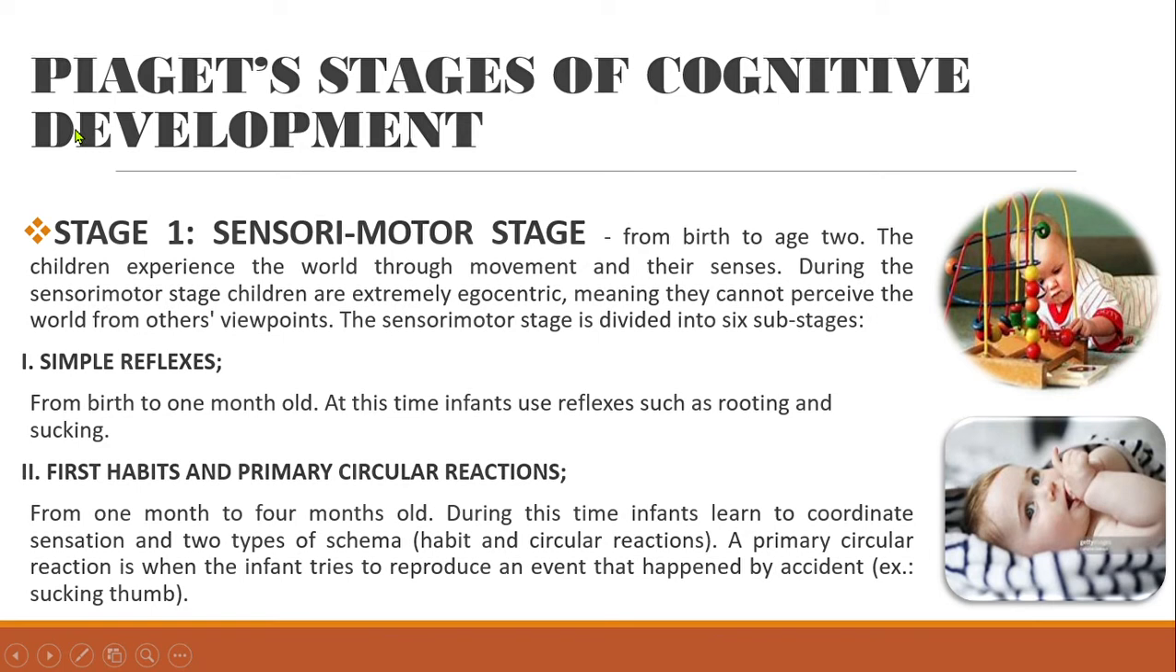So, in Piaget's stages of cognitive development, stage one is the sensory motor stage, from birth up to age two. The children experience the world through movement and their senses. You see in the picture. During the sensory motor stage, children are extremely egocentric, meaning they cannot perceive the world from others' viewpoints. The sensory motor stage is divided into six substages.